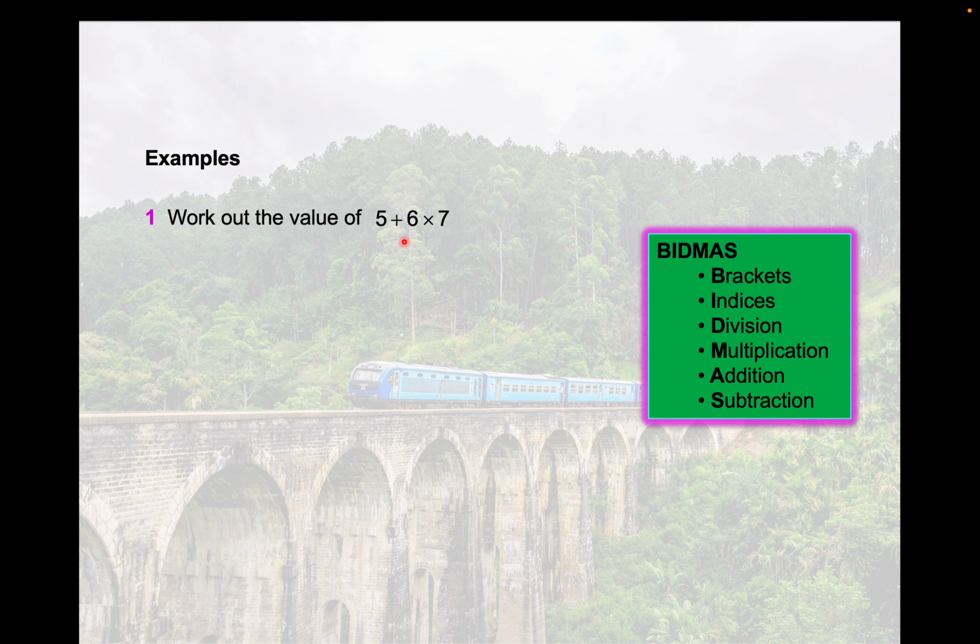As you can see from the example, there is no bracket or indices here, but only two operations, addition and multiplication. As we said, multiplication comes before addition, so we need to deal with the multiplication first before we add. So we multiply 6 by 7 first. Keeping the 5, we have 5 plus 42. Adding 5 to 42, we end up with 47.